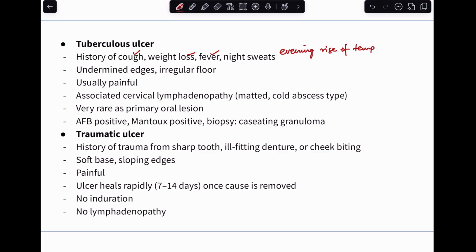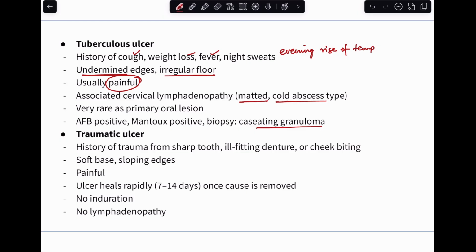And when you examine the ulcer, it would have had undermined edges and an irregular floor. Usually, these are painful. We could have found an associated cervical lymphadenopathy with matted nodes, the cold abscess type. Very rarely, tuberculous ulcers have a primary oral lesion. On investigation, we would have found it to be acid fast bacilli positive, Mantoux test positive, and on biopsy, we would have found caseating granuloma. So these are all the things we would have found if this was a tuberculous ulcer.